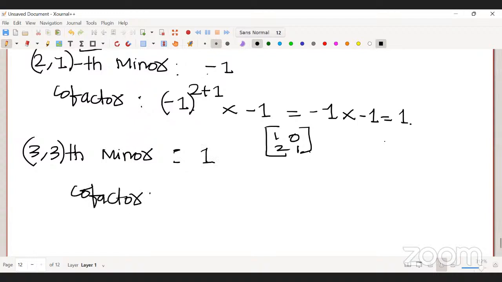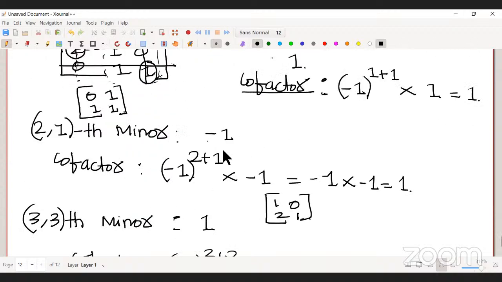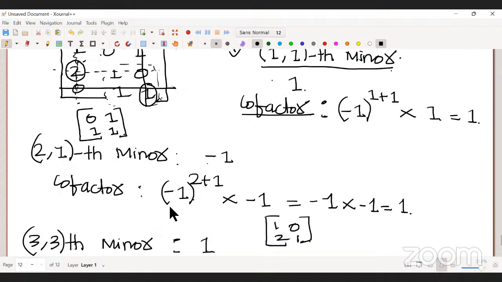And how do I compute it? The same process. -1 to the power of 3 plus 3, times the minor, 1, which is basically 1. Okay, so this is how you compute the minor and cofactor of a matrix. Once you compute the minor, then for the cofactor you have to check in which position the entry is. Once you know the position i plus j, you take -1 to the power i plus j times your minor.